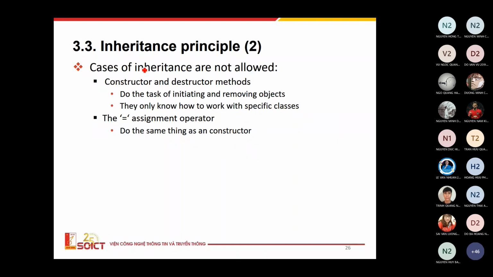So there are some other members that cannot be inherited from the superclass. They are the constructor and the destructor method. They cannot be inherited because they do the task of initializing and removing the object, and only the class knows how to work. And the assignment operator also cannot be inherited.